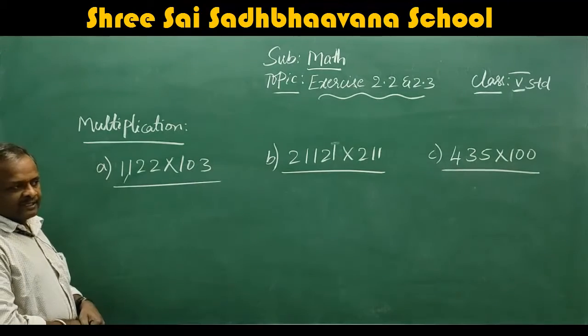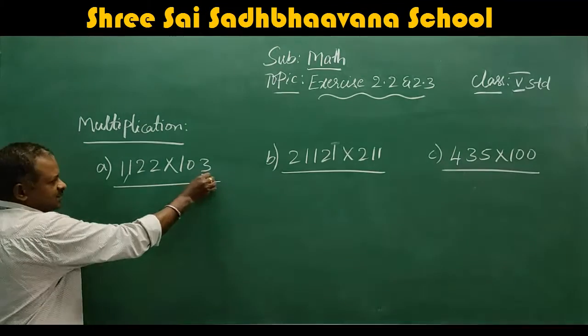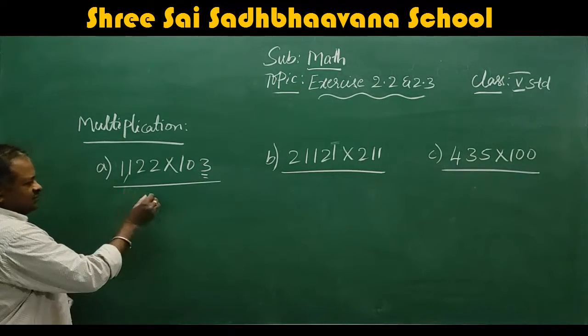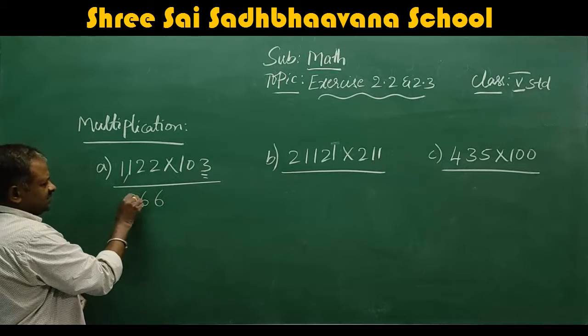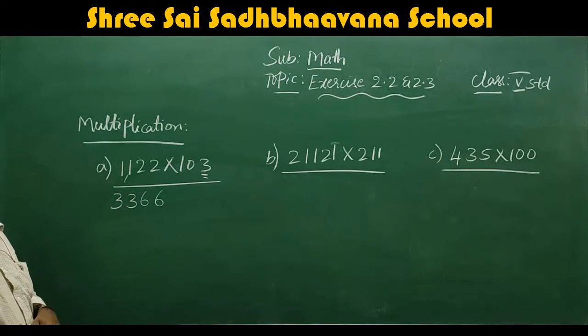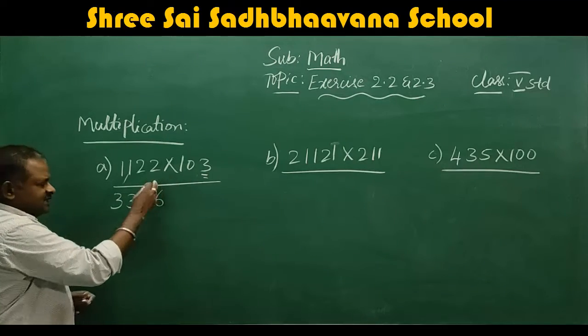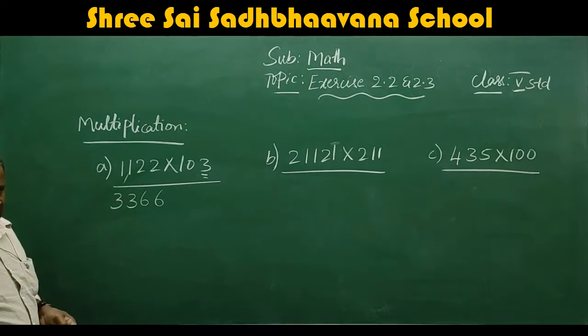From which number you have to multiply? Yes, from 3 you have to multiply. You have to multiply by 3. So 3 2s are 6, 3 1s are 3. I hope, no doubt. 3 2s are 6, 3 2s are 6, 3 1s are 3, 3 1s are 3.